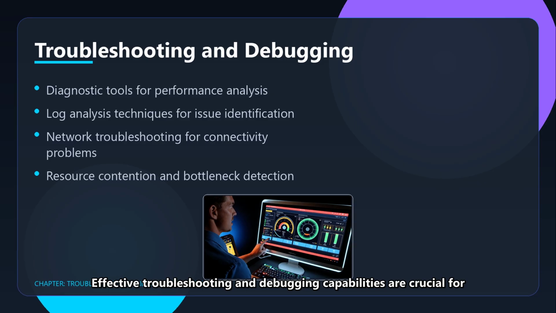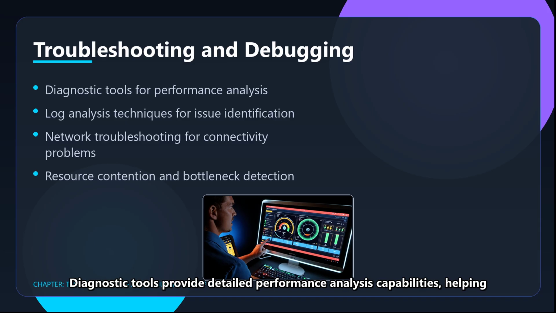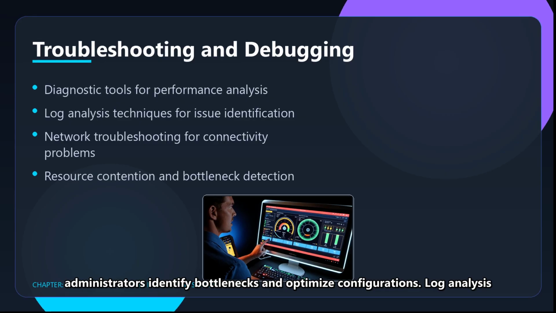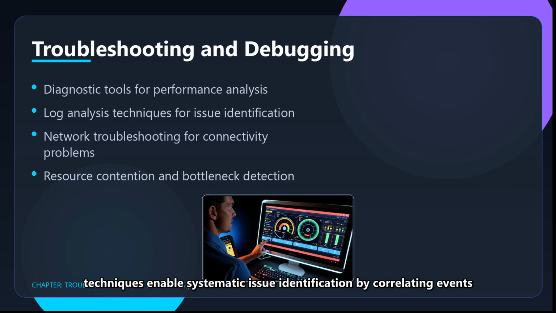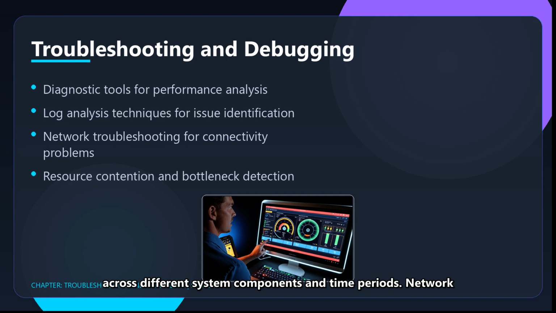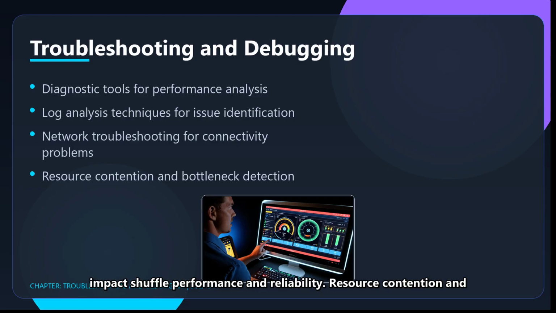Effective troubleshooting and debugging capabilities are crucial for maintaining Apache Uniffle performance and resolving issues quickly. Diagnostic tools provide detailed performance analysis capabilities, helping administrators identify bottlenecks and optimize configurations. Log analysis techniques enable systematic issue identification by correlating events across different system components and time periods. Network troubleshooting capabilities help resolve connectivity problems that can impact shuffle performance and reliability.